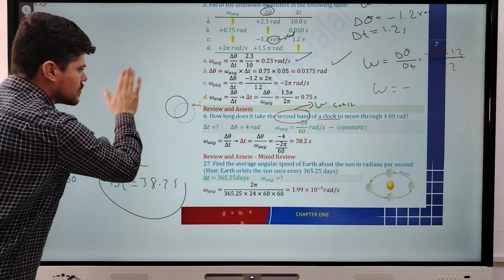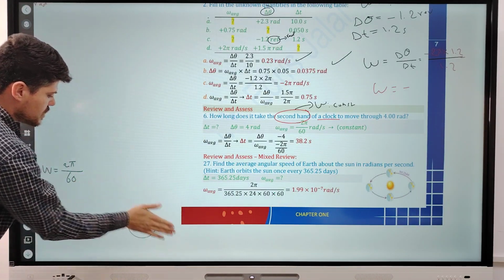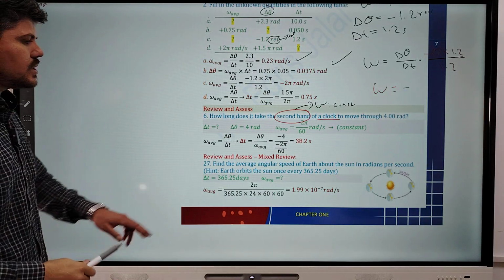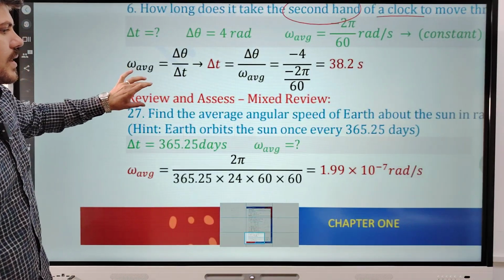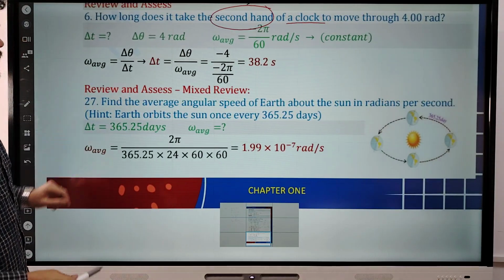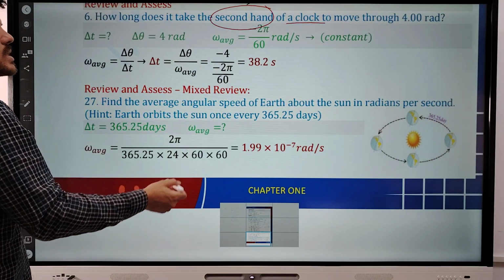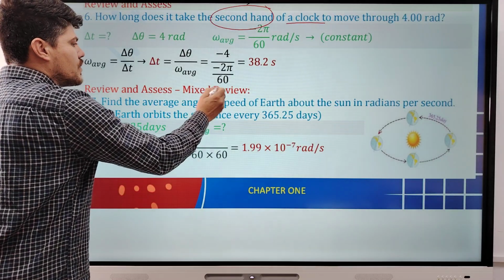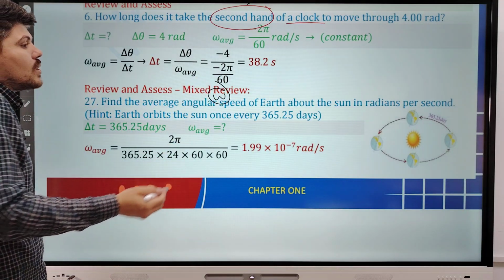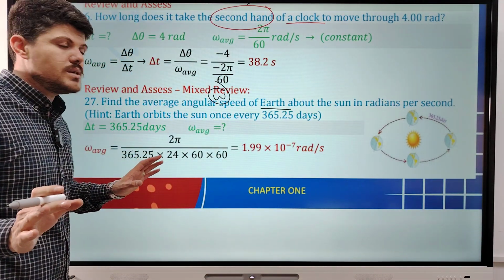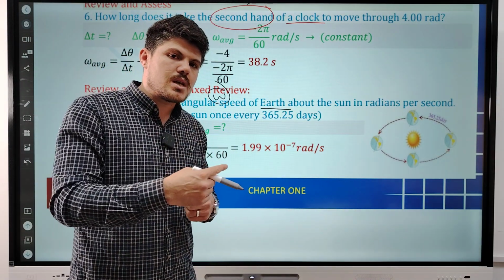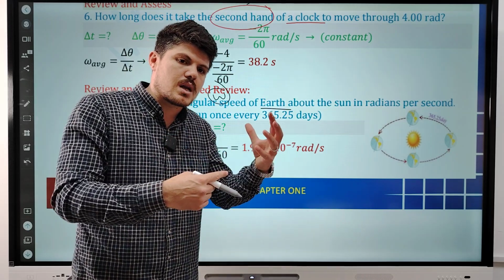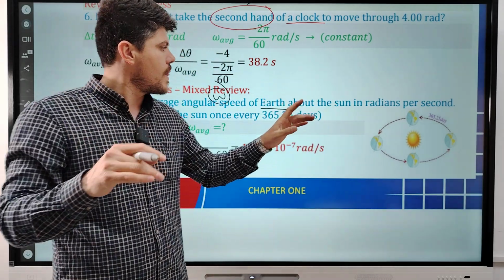Question 27 is also a very good question and is a Wizari question. That is why you have to pay attention, please. Look at this question. Find the average angular speed. Omega of what? Of Earth. Oh, it's easy. But is Earth rotating around itself or orbiting around the sun? It should be mentioned in the question.